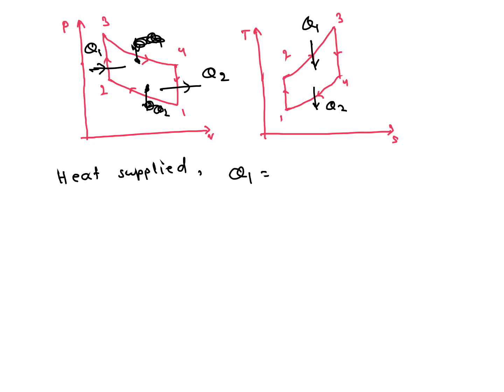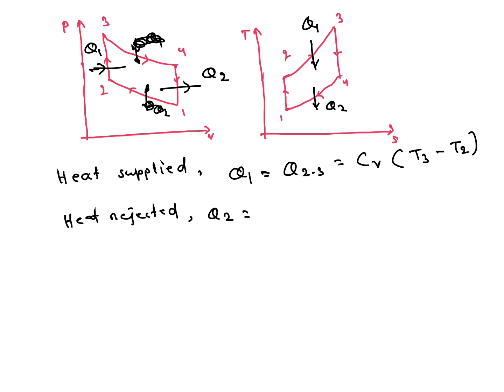So Q1 in process 2 to 3, or Q23, is Cv dT, T3 minus T2. Then heat rejected in process 4 to 1, Q41, it's minus Cv (T1 minus T4), or we can write it as Cv (T4 minus T1).